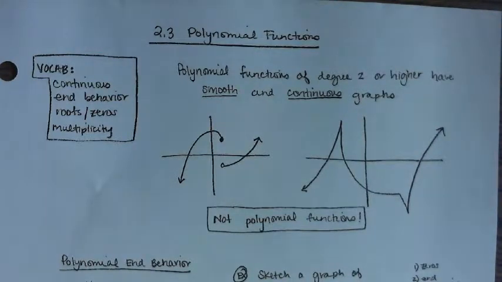Vocab that we'll talk about: continuous, maybe a new concept but fairly simple. End behavior you talked about last year. Roots and zeros you obviously know. Did you use the term multiplicity a lot last year? Okay, so you're good with those vocab, with the exception of continuous, which is new to you.